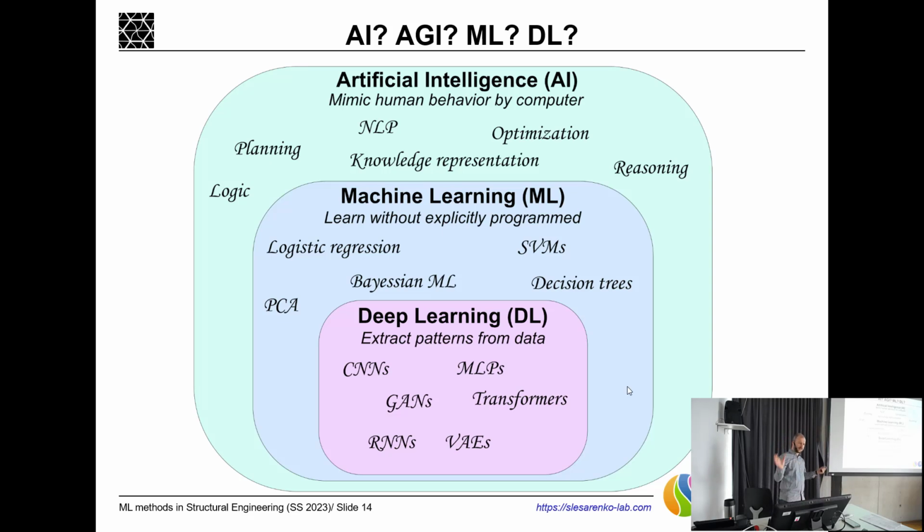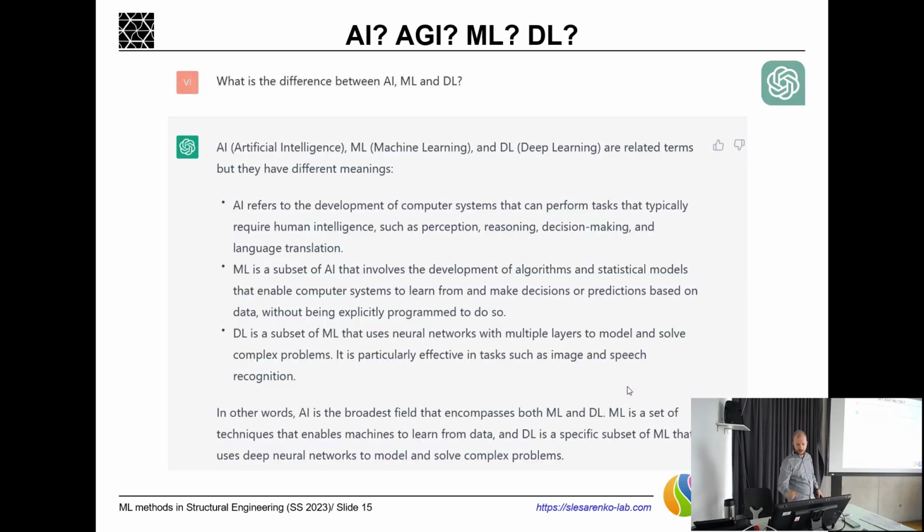So this is more or less for you to understand the difference between AI, machine learning, and deep learning. And that's also what ChatGPT thinks. What is the difference between AI, ML, and DL? And again, artificial intelligence, machine learning, and deep learning are related terms, but they have different meanings. AI refers to the development of computer systems that can perform tasks that typically require human intelligence, such as perception, reasoning, decision-making, and language translation, exactly what I meant in the previous slide.